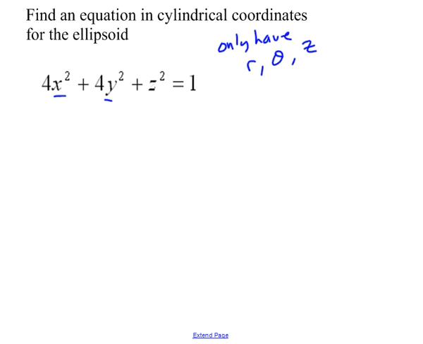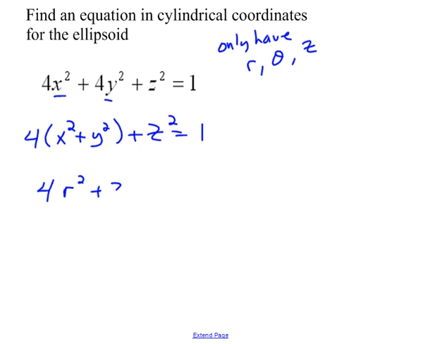And so I'm trying to think about a way to switch this. What I see is that if I factor out my 4, then I recognize that x squared plus y squared is r squared. So this becomes 4r squared plus z squared equals 1. And it doesn't involve theta, which is fine. The rule is to be in cylindrical, I can only use an r or a z or a theta. And this accomplishes that goal.